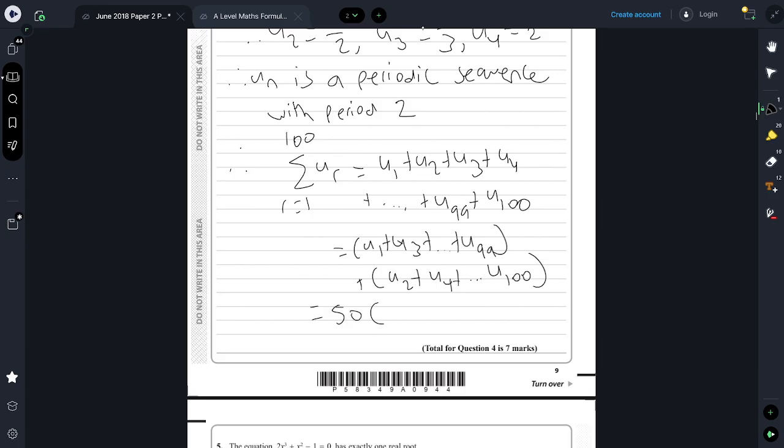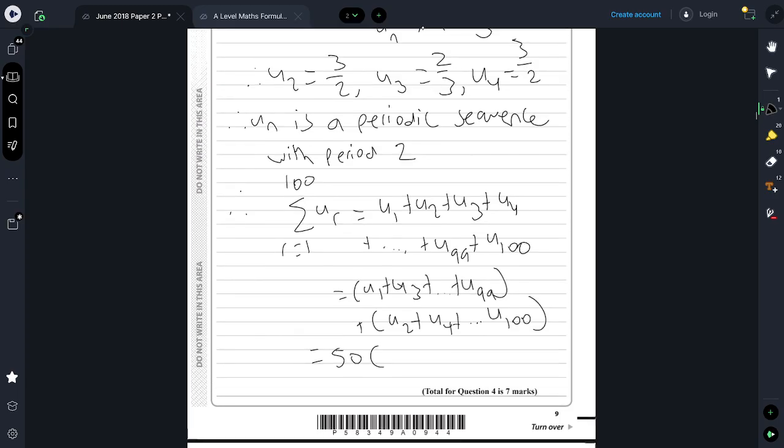Because each of these is the same, U1 equals U3, which is 2/3. And the even ones, U2 and U4 and so on, give 3/2. And there's 50 lots of these. This is the sum we're doing, right? And just bung that into the calculator, and you get 325/3. And that should be the answer to that.